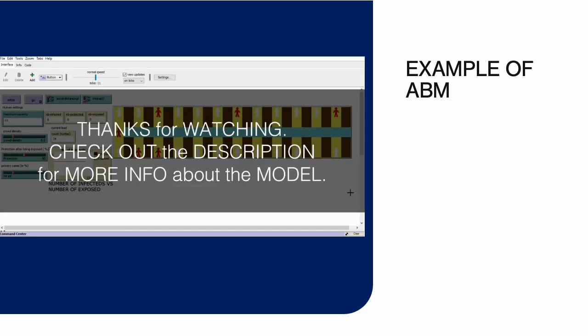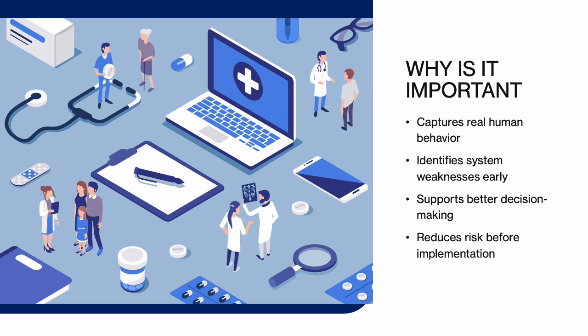Why it is important. Agent-based modeling is important because it allows us to better understand complex systems that don't behave in predictable ways. Healthcare systems are made up of multiple interacting components: patients, providers, logistics, and resources, all influencing each other in real time. Traditional models often simplify this complexity, but agent-based modeling allows us to actually simulate it.